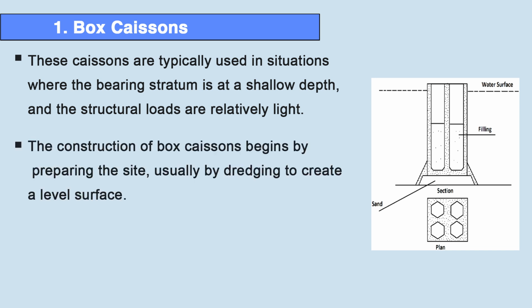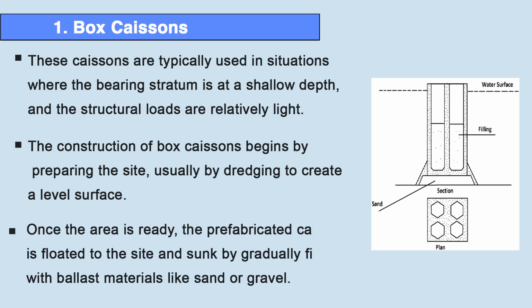The construction of box caissons begins by preparing the site, usually by dredging to create a level surface. Once the area is ready, the prefabricated caisson is floated to the site and sunk by gradually filling it with ballast materials like sand or gravel. After the caisson reaches the desired depth, it is sealed at the top to form a stable permanent foundation. Box caissons are commonly employed in the construction of breakwaters, sea walls and similar maritime structures.